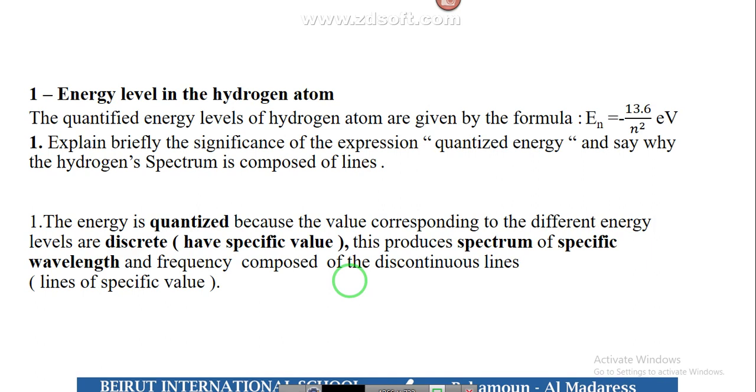So, the energy is quantized because the values corresponding to the different energy levels are discrete. We mean by discrete that they have a specific value. This produces a spectrum of specific wavelength and frequency composed of discontinuous lines of specific value.